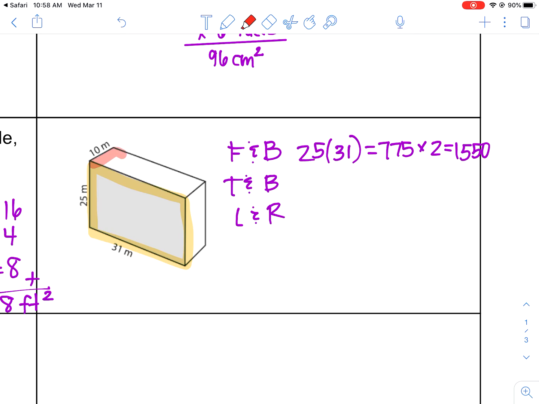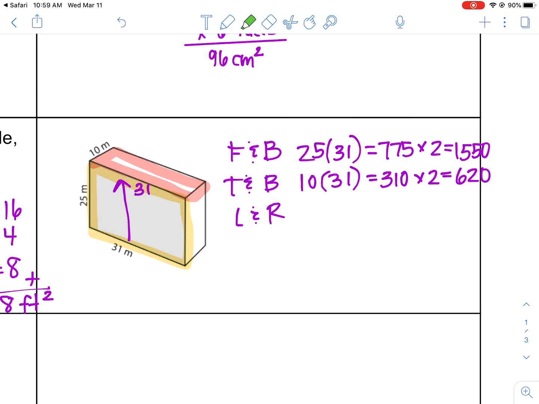And then I have my top of my prism. I have to transfer this 31 up, so I can see that's 10 by 31, which is 310. Remember, there are 2 of those shapes, one on the bottom, 1 on the top, so that's 620.